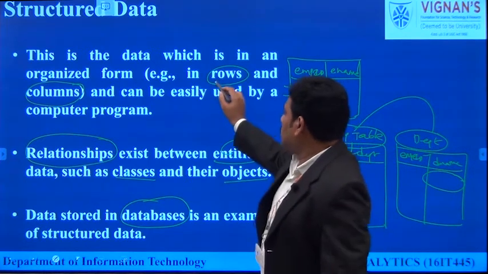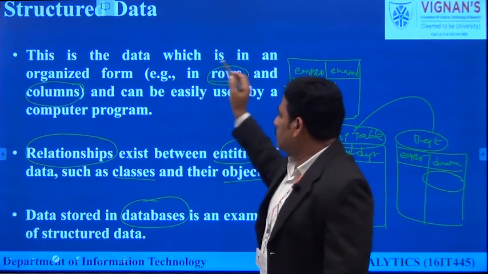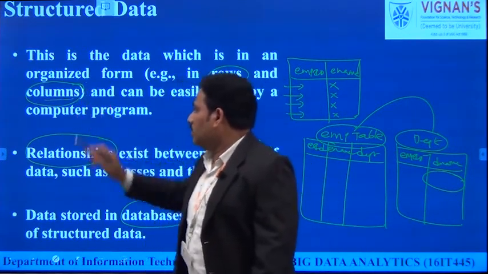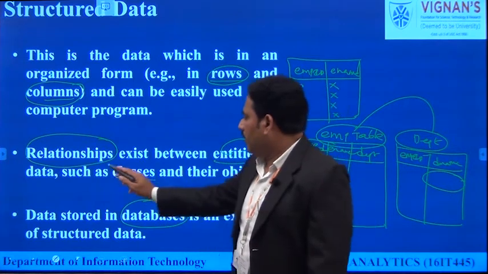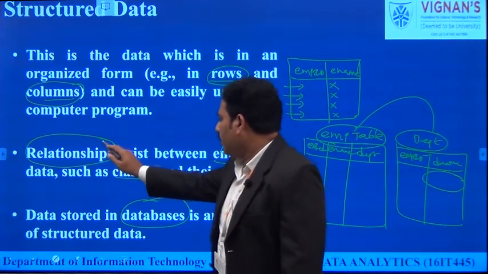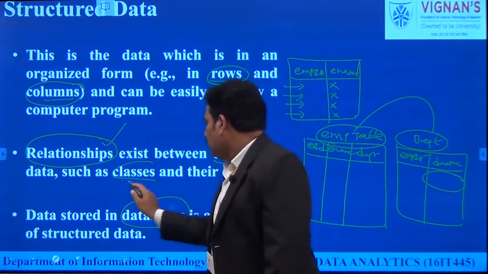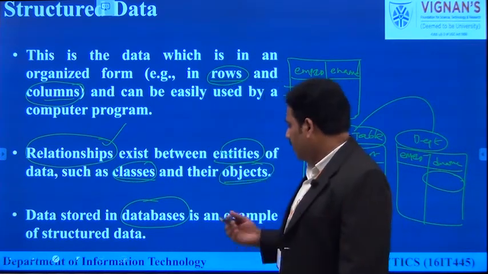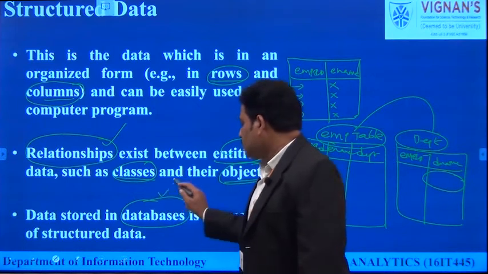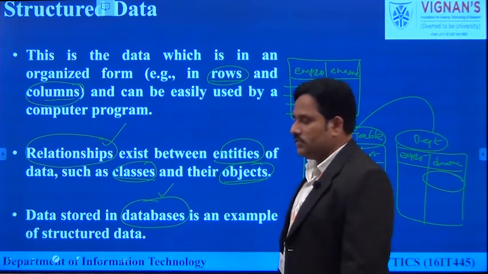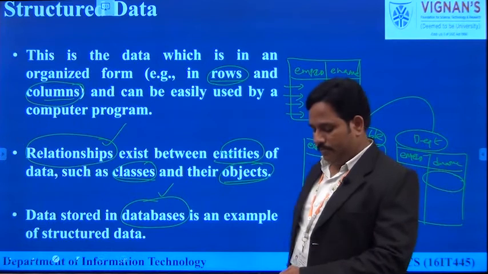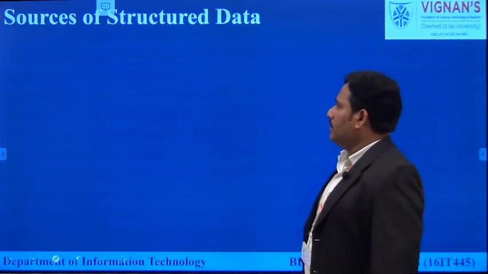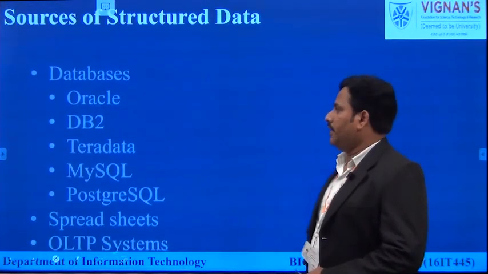One is, in structured data, data is going to be organized in the format of rows and columns. When we are calling a data as a structured data, it will have a relationship with classes and objects of the data or the database. And in third case, data stored in databases is an example of structured data. Now we'll see what are the major sources of structured data.